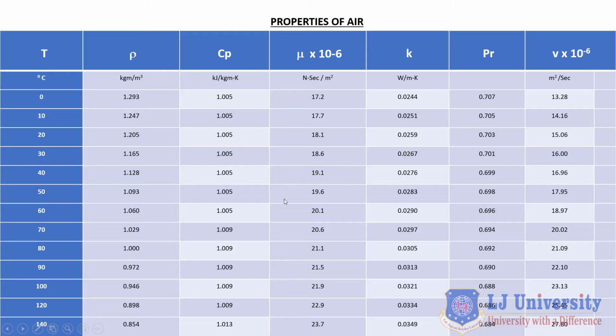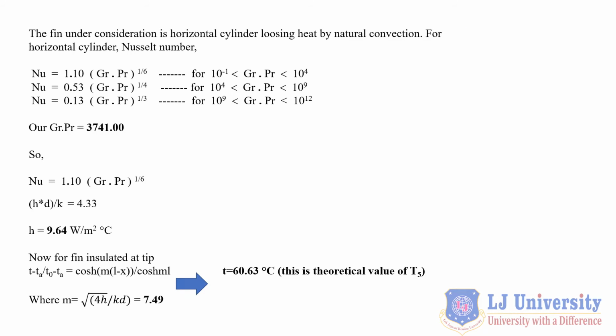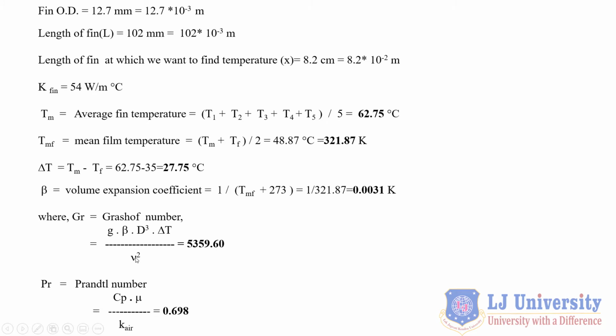So from this table, we got the value at 50 degrees Celsius, kinematic viscosity is equal to 17.95 multiplied by 10 raised to minus 6. That is what you have to put over here. Now if you do the calculation, you will get the Grashof number equal to 5359.60. Some of you might get different values, like 5364, 5365. That is okay because that is due to the decimal point variation. But it will be around 53, something like this.